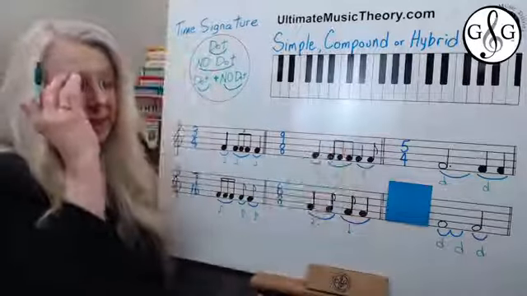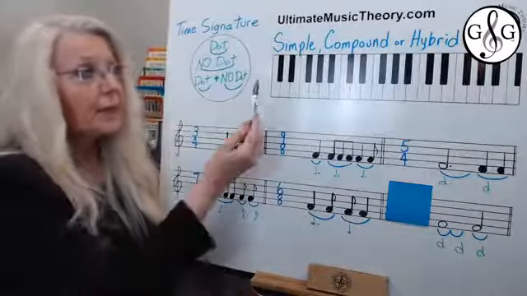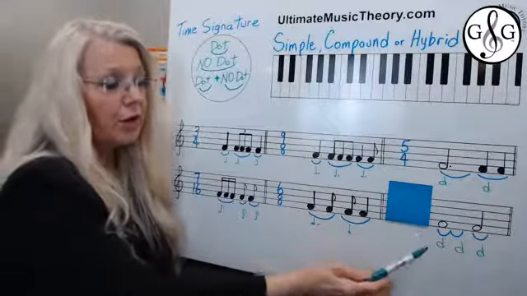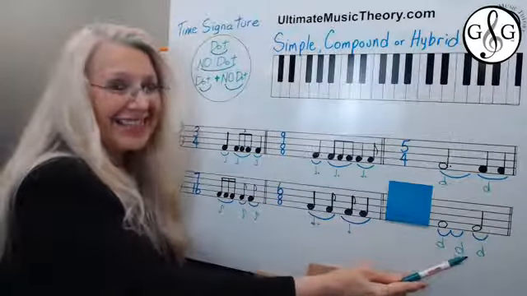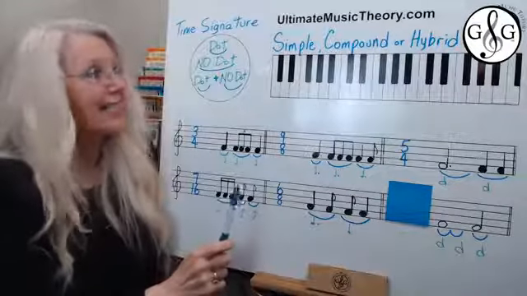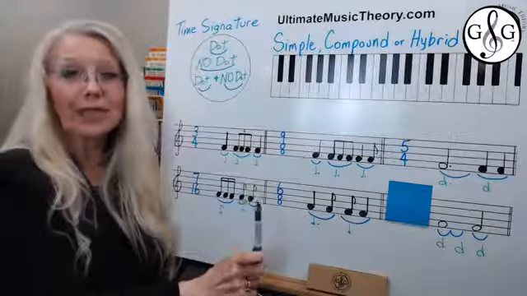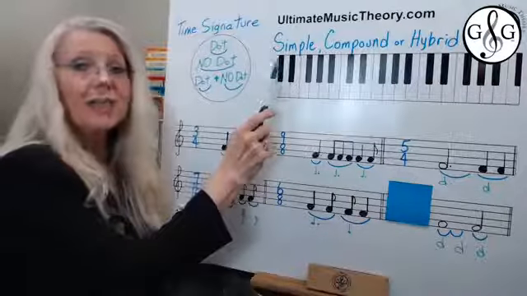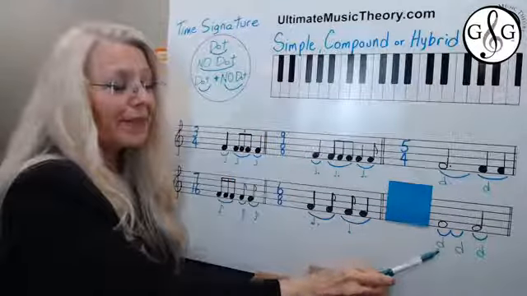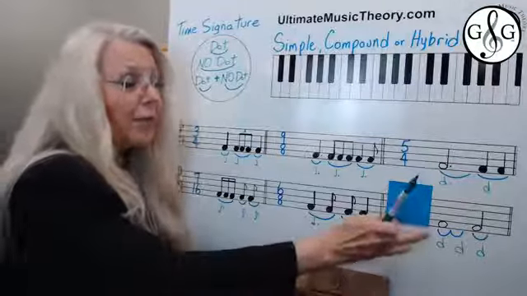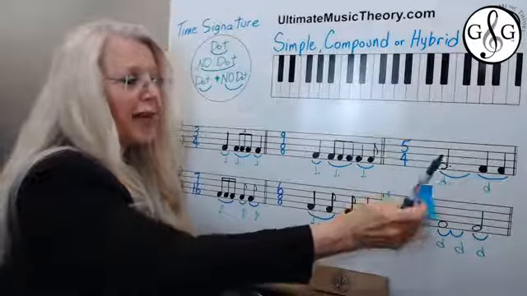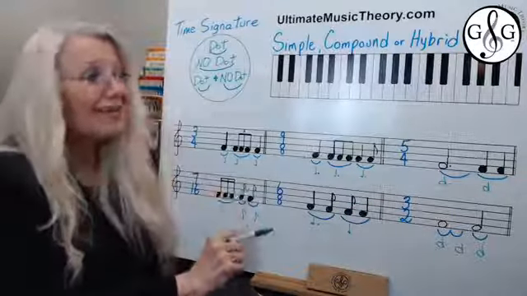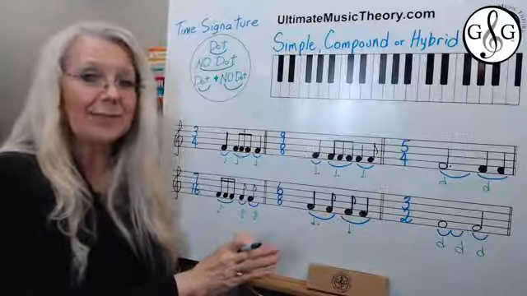So now the question is, will this be simple time, compound time, or hybrid time? No dot, no dot, no dot. When you play the game, it's easy to see whether it is simple, compound, or hybrid time. So clearly we have 1, 2, 3, which means it has to be simple time. And our basic beat is a half note. So the bottom number must be 2. So here we have 3/2 time. Yay!